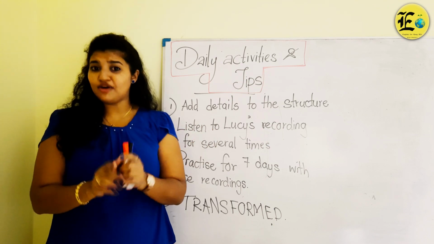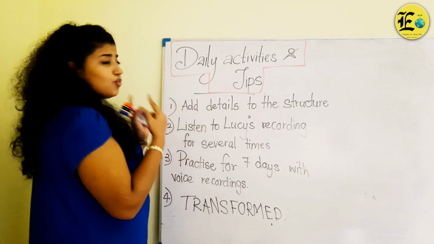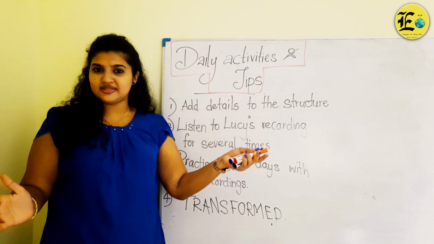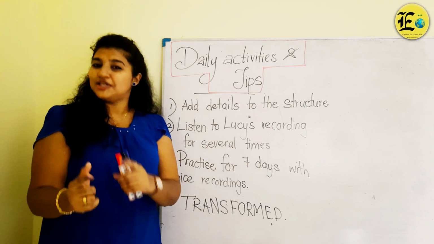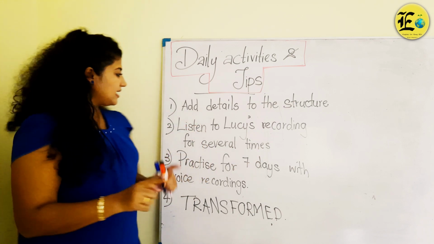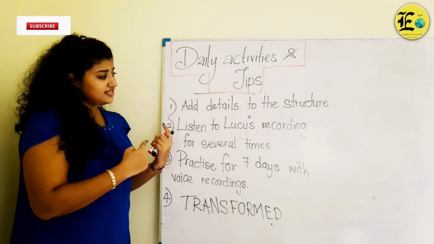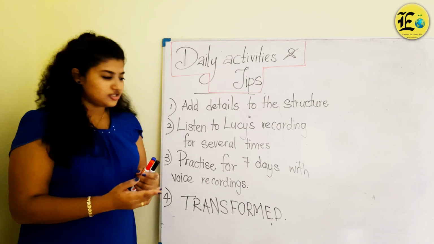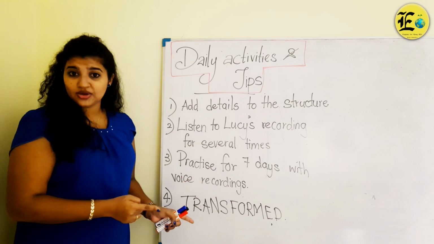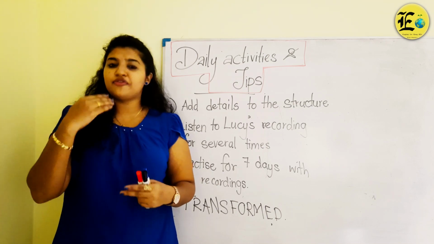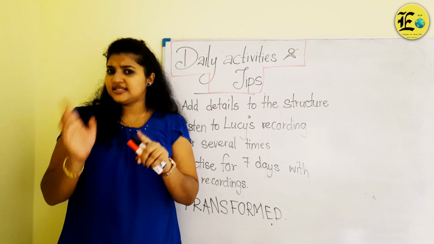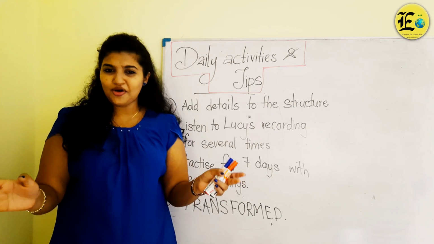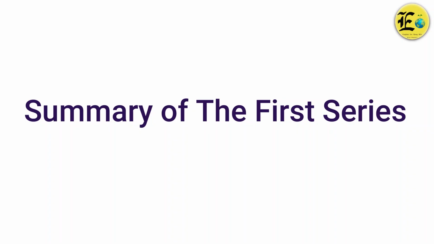As we've come to the end of our lesson today, let us have a look at what our daily activities and tips are for this week. As you've normally done for the previous lessons, practicing for 7 days, you have the same activity this week too. Add details to the structure. Listen to Lucy's recording several times so that you get familiar with the vocabulary and the pronunciation. Practice for 7 days with recordings. So don't forget, record from the first day and on the 7th day, start comparing your first recording with your 7th recording and believe me, you will be transformed into a fluent speaker.